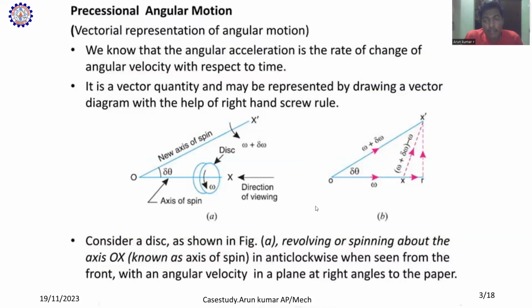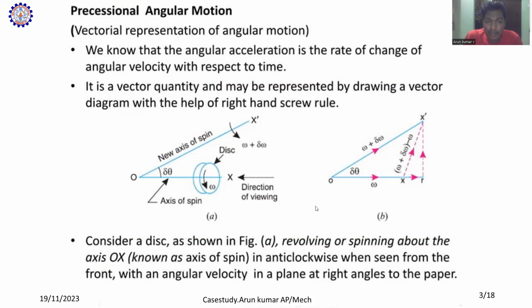Vectorial representation of angular motion. We know that angular acceleration is the rate of change of angular velocity with respect to time. It is a vector quantity and may be represented by drawing a vector diagram with the help of the right hand screw rule. So let's assume the spinning axis, we are rotating the disk with an angular velocity of omega in the direction of x from the front view of the disk.